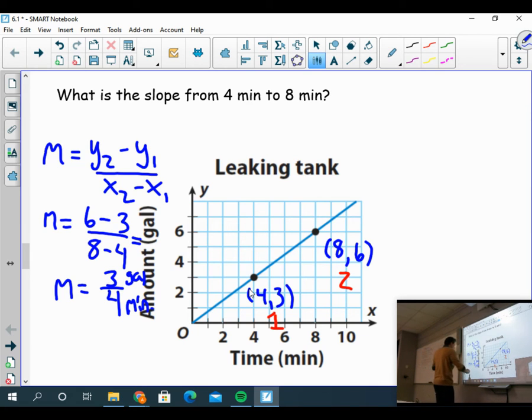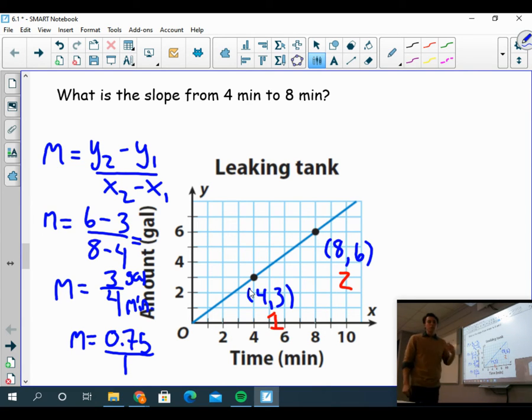Now, we could also simplify this down because we know 3 divided by 4 is 0.75. And what this would mean is that 0.75 gallons are leaving every minute. How do we put 1 minute? Well, if we divide this and we get 0.75, we can put any number over 1 in a fraction, and it will stay the same. So again, what we're looking at is 0.75 gallons are leaving every 1 minute.